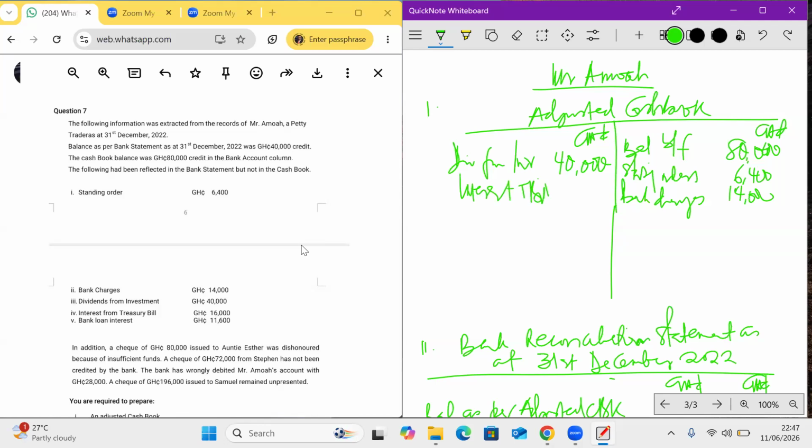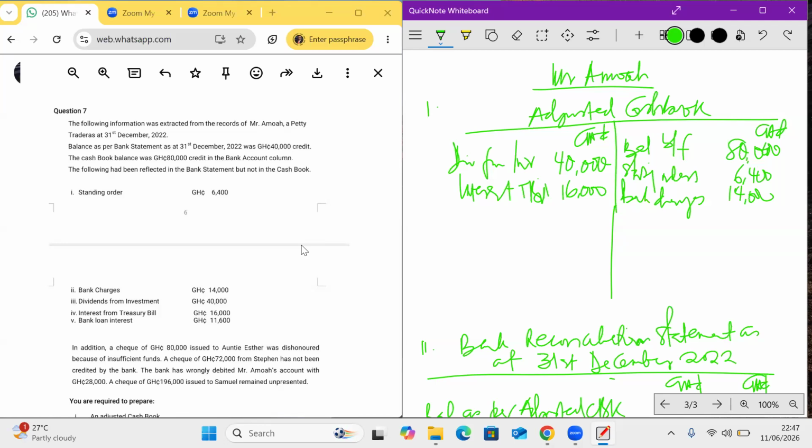You need to understand them. Don't always be looking at the format. You have to understand the transactions. Interest from treasury bill means an investment, so we are working on the debit side. It means in the bank statement, on the credit side, they've credited it, but it's not in the cash book. That's why it's on the debit side. The dividend from investment of 40,000 means they've seen it in the bank statement, credit side, but it's not in the original cash book. So we are writing it in the adjusted cash book.